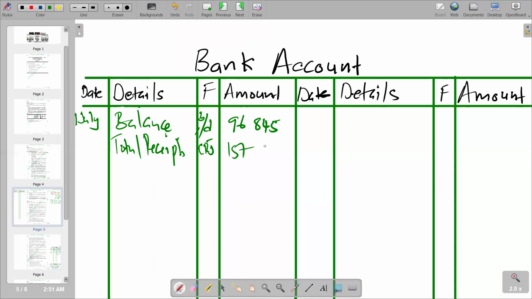157,690. And then we have the cash payments journal. The total should come here, and the date here is 31 July, same as the date that is going to come here, 31 July. And it's for total payments.